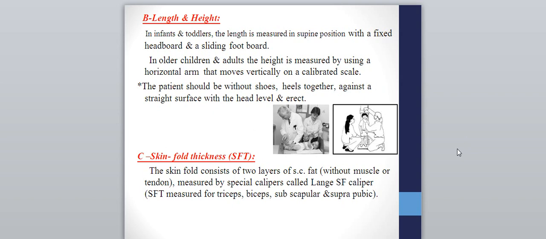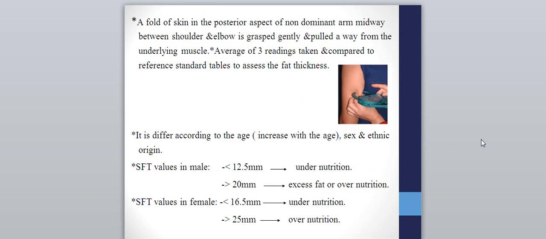Now, skin fold thickness consists of 2 layers of subcutaneous fat without muscle or tendon. It can be measured by a special caliper. We call it the Lange skin fold thickness caliper. The skin fold thickness can be measured for triceps, biceps, subscapular and suprapubic regions.